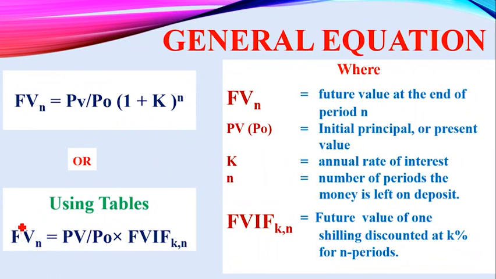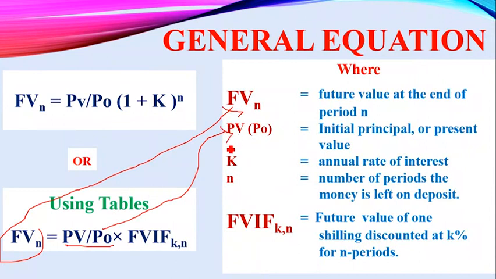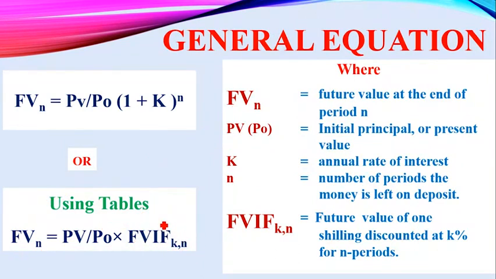Same way, when you're using tables, the FVn represents the future value at the end of period n. The PV, the P naught, we have already mentioned represents the principal amount or what you're investing today. Then the FVIF, the future value interest factor, Kn, is what is unique in this particular formula. We have already seen what K is. K is simply the annual interest rate, and n is the number of periods or years that you are investing.